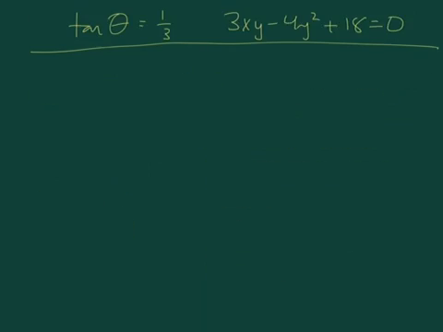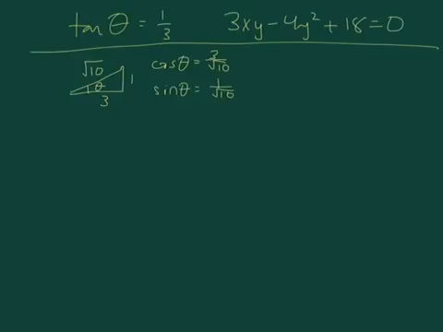Now that we know that tangent of theta is 1/3, we can start changing the x's and y's in the original equation into the x primes and y primes using the equations x equals x prime cosine minus y prime sine. If you need help with this, draw a little triangle. That's theta, so tangent of theta is opposite over adjacent, so 1/3, and the hypotenuse is root 10. So cosine of theta is 3 over root 10, and sine of theta equals 1 over root 10.